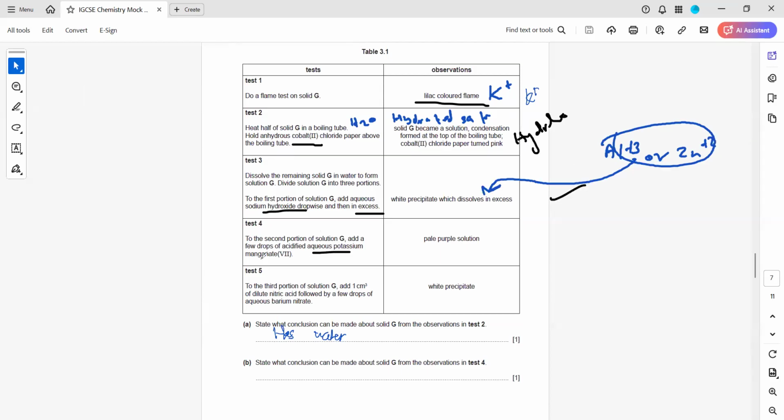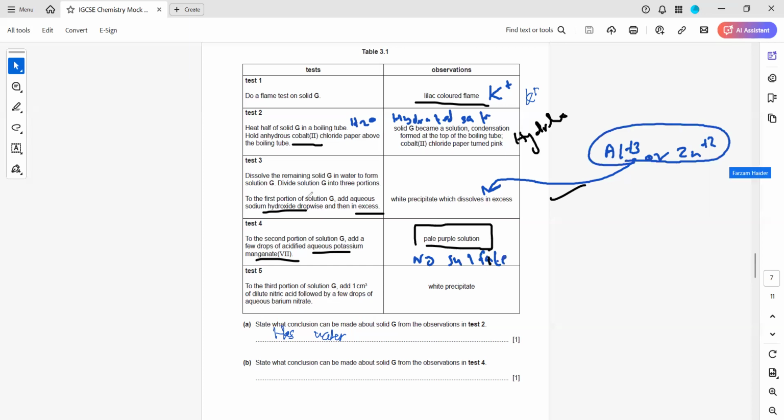To the second portion, we add acidified potassium manganate, and a pale purple solution remains, so no sulfite, SO3. To the third portion, we add nitric acid followed by barium nitrate. This is a test for sulfate, so sulfate is present. So this gives an idea that potassium is there, maybe aluminium or zinc, and it is hydrated, and sulfate is also there.